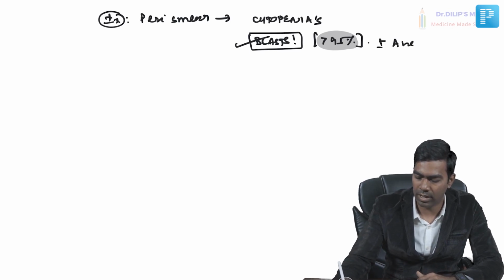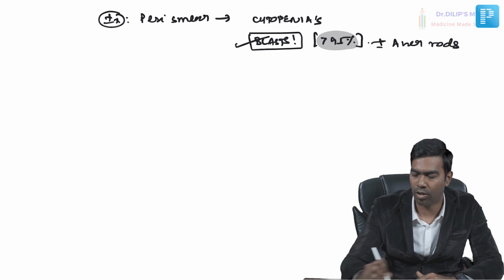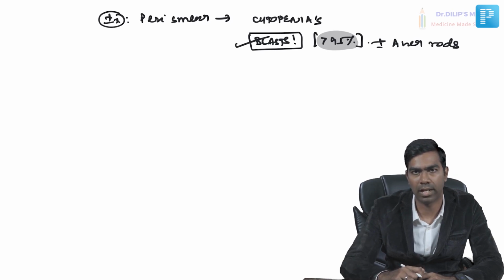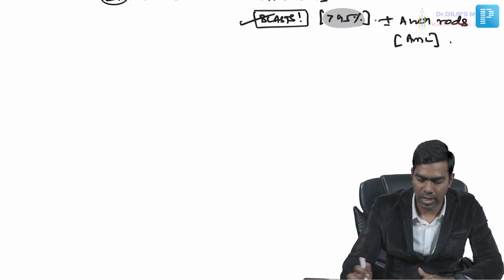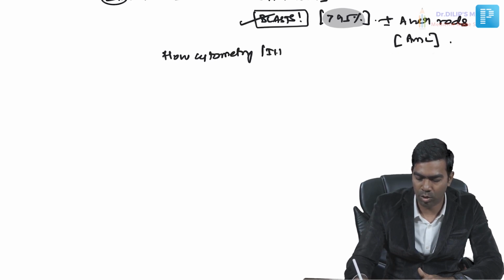Plus, you can see certain blasts containing Auer rods, and whenever a blast contains an Auer rod, it is a single most important sign that is suggesting of an AML rather than an ALL, which we'll see subsequently in some time. Auer rods always tells you it's AML, not going to be ALL by any chance. Clear?